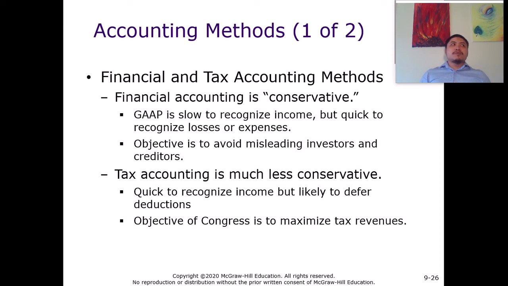Actually, in accounting, you may already know about this. You should know about this because you already took principles and intermediate accounting. Usually there are two main accounting methods: the cash method and the accrual method, right? Basically, in tax, we also have those two main methods. But let's talk about the objectives of financial accounting and of tax accounting.